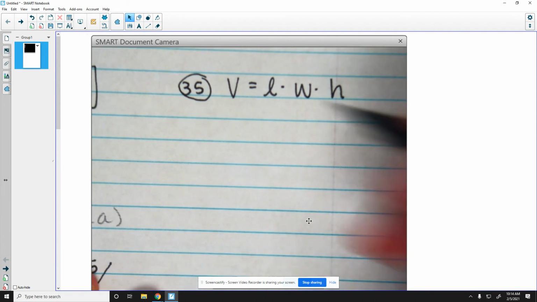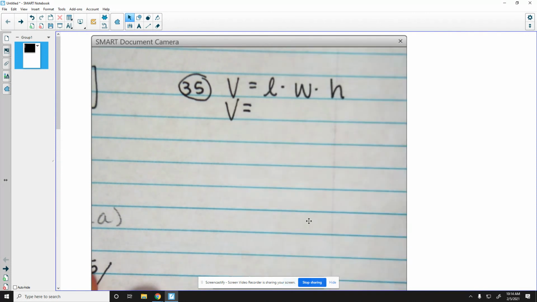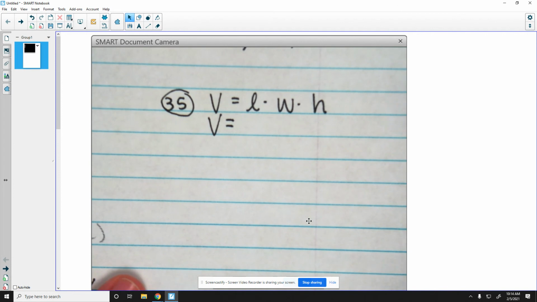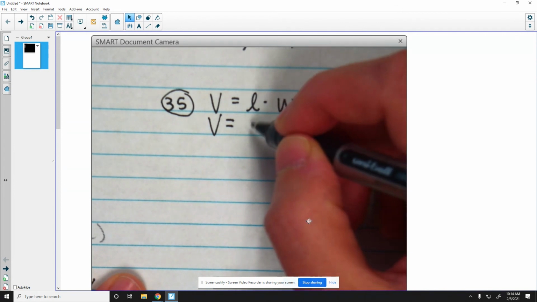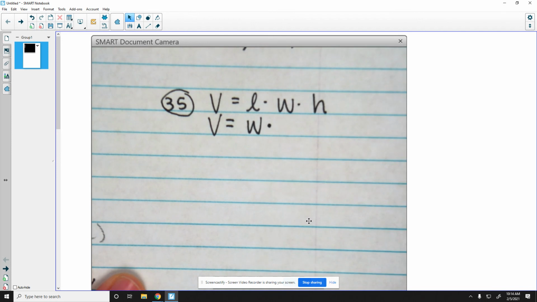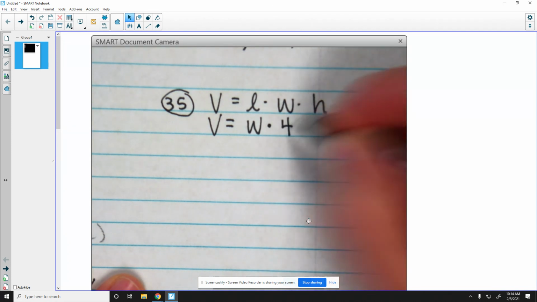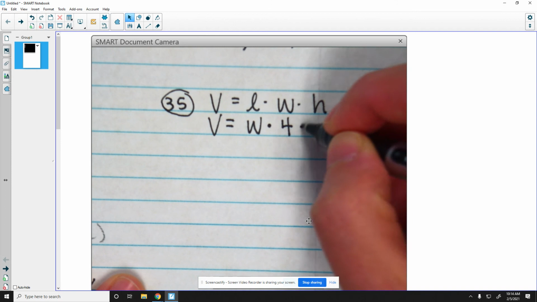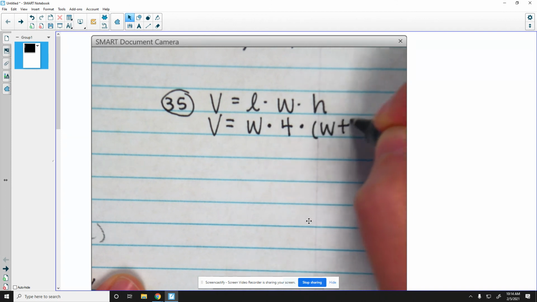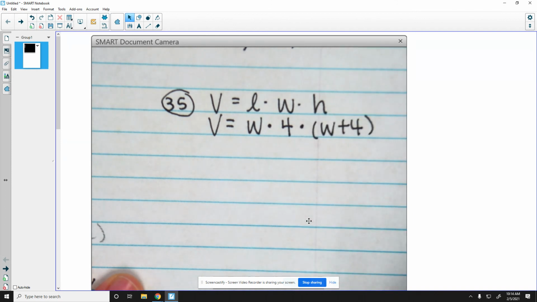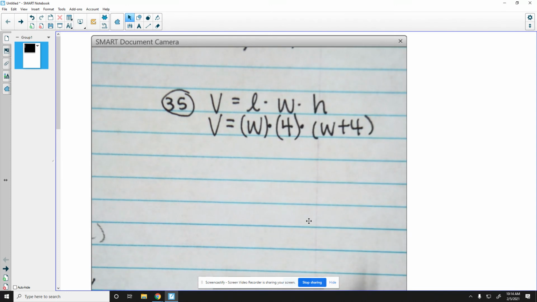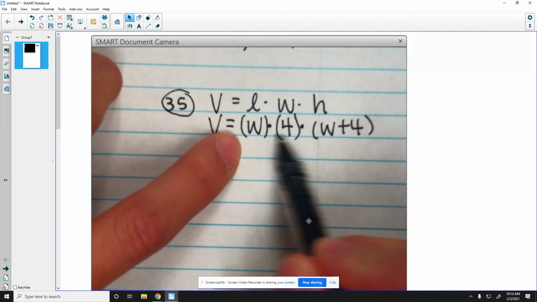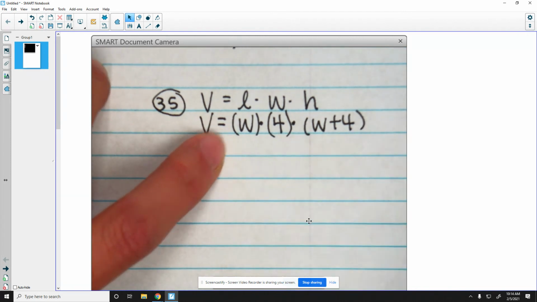So volume equals, they told me to write a polynomial. So my length is W, my width is 4, and my height is W plus 4. Do you see how I'm just multiplying those 3 dimensions together? But that's not a polynomial. Remember, a polynomial cannot have multiply in between. It can only have adding and subtracting.